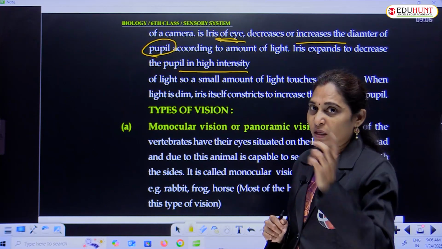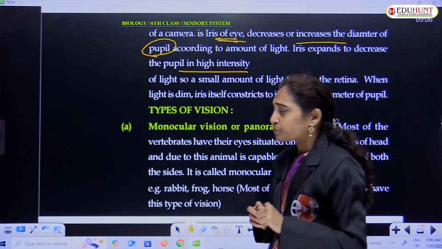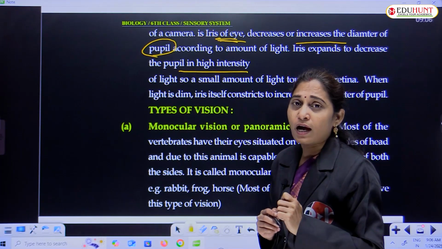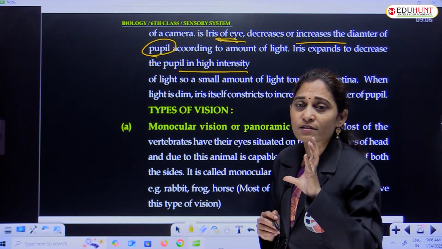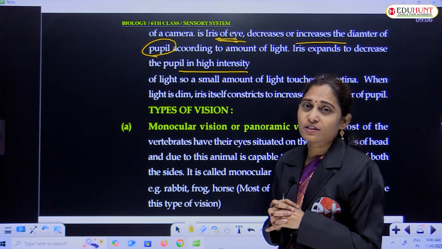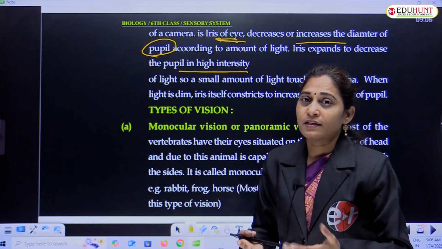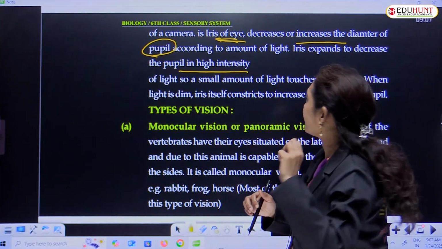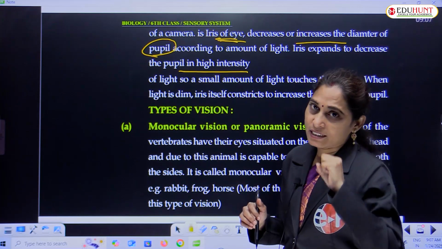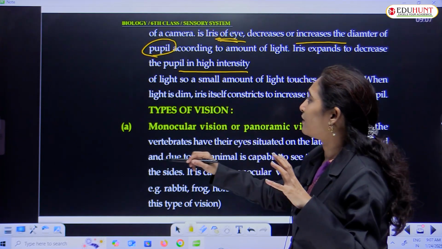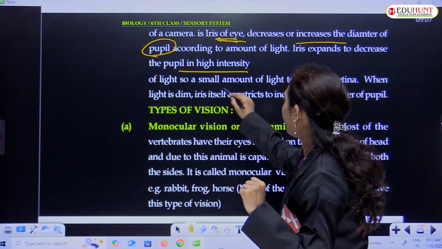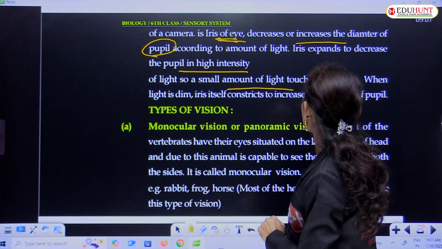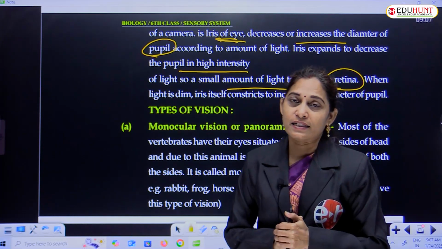Both are inversely proportional. When the amount of light that falls on the eye is more, if a high intensity of light is available, then the iris expands so that the size of the pupil decreases, and this decrease in the pupil size enables a small amount of light to enter the eye, or to fall on the retina.